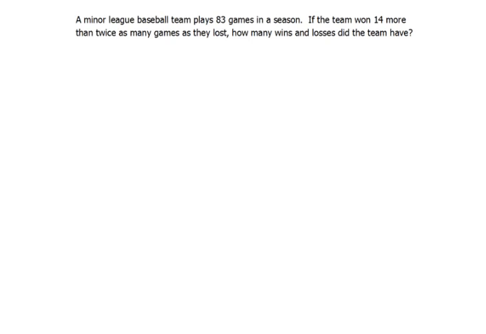All right, here we have another application problem. And this one says a minor league baseball team plays 83 games in a season. If the team won 14 more than twice as many games as they lost, how many wins and how many losses did the team have?